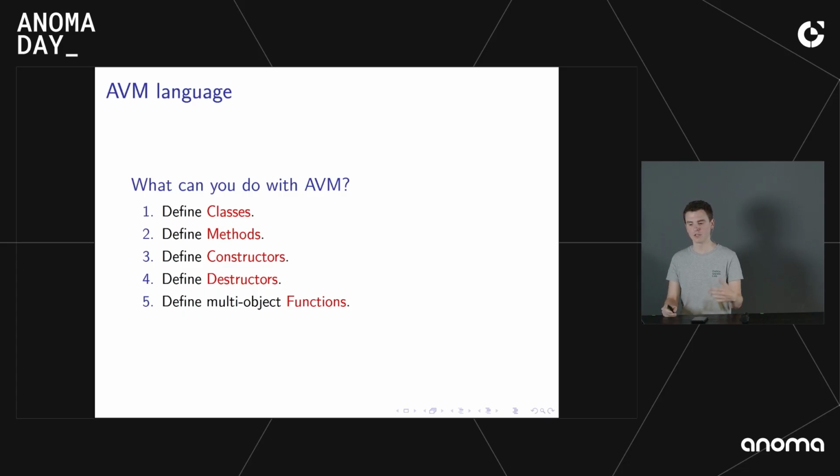Well, as we have seen, you can define classes, you can define methods for the class, you can define constructors for the class, you can define destructors, which are basically to remove or destroy objects. And then we have multi-object functions, which we haven't seen yet. A method modifies a single object, the self, but it's usually convenient to be able to modify multiple objects in the same transaction, or to modify an object and create another object. And for this, we have functions.